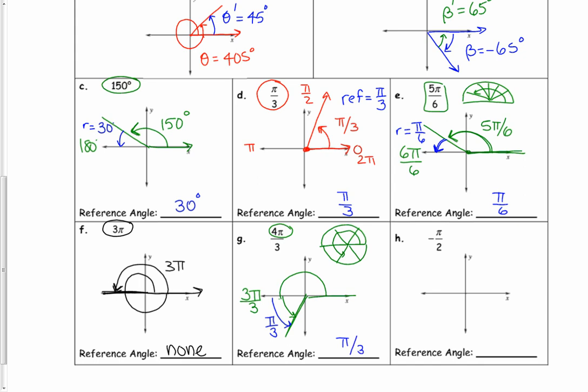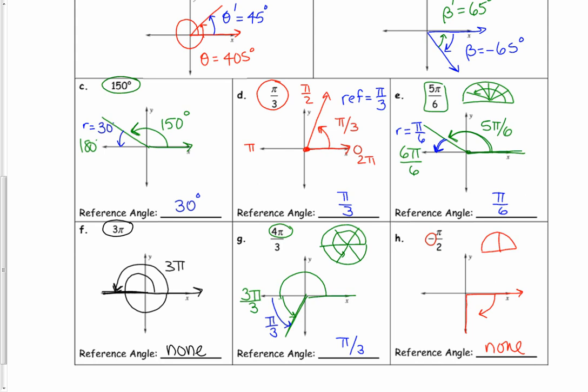On the last one, I'm going negative pi over 2. So in standard position, I'm starting on the positive x-axis. I'd have to turn negative, means I'm turning clockwise. And again, if this was a pi, a half a pi is right on the quadrant. I have no reference angle because I'm a right angle, a quadrantal angle.